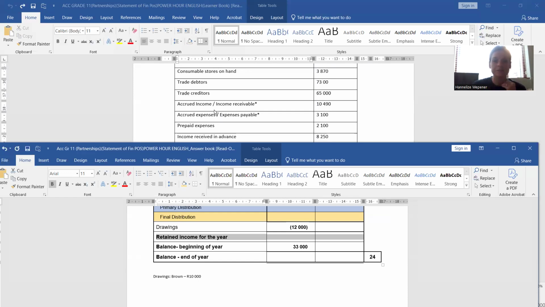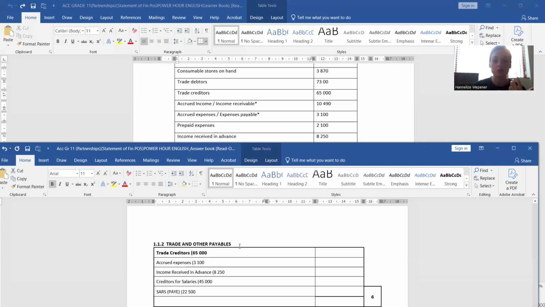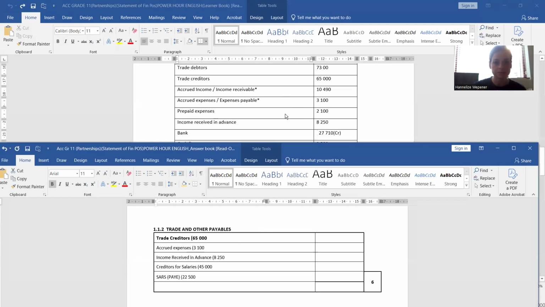Then accrued income is a receivable, so that will not go to my payables account. Accrued expenses, amounts that I should have paid that I haven't yet, so that's obviously a trade and other payable. Prepaid expenses, I've paid in advance. That is a trade and other receivable, so not in my payable note. Then we have income received in advance. So we owe this person something. We either have to give them their money back or we have to give them what they paid for. So we owe them something, therefore trade and other payable.